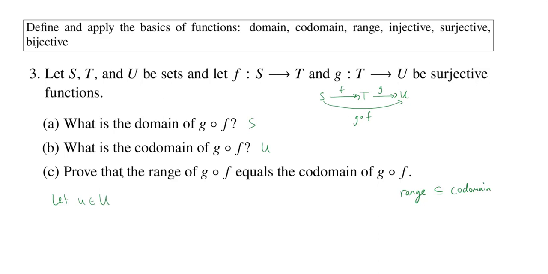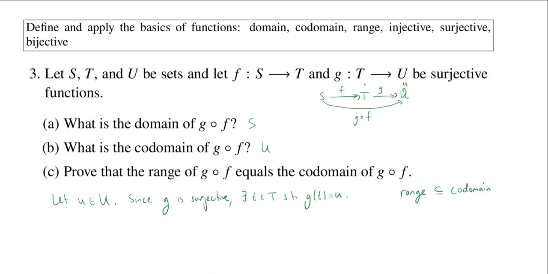So we'll start by taking something from the codomain and showing that it is in the range of g composed f. Well, if I have something in U, then I know u is an image of g. So since g is surjective, there exists some t in T such that g of t is equal to little u.